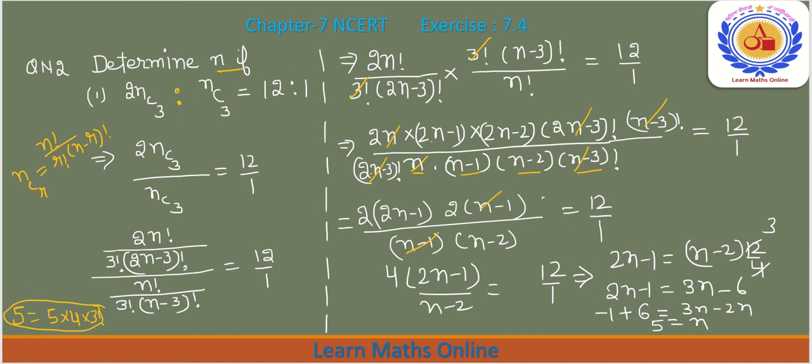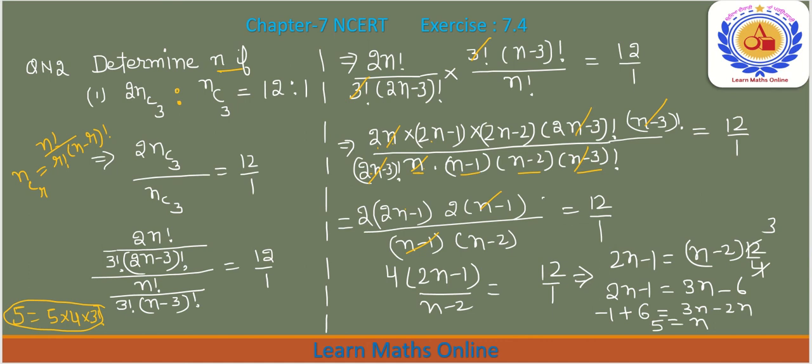So we are left with 2 into 2n minus 1, by taking 2 as common, 2 into n minus 1 over n minus 1 into n minus 2 is equal to 12/1. So again n minus 1 will be cancelled out, and we are left with 4 into 2n minus 1 over n minus 2 is equal to 12/1. Alright, then 2n minus 1 over n minus 2 is equal to 12/4.